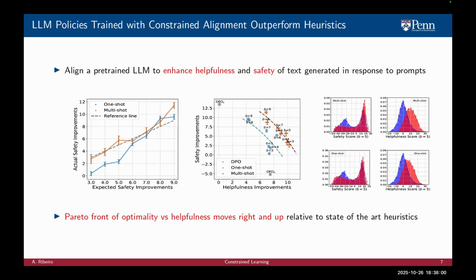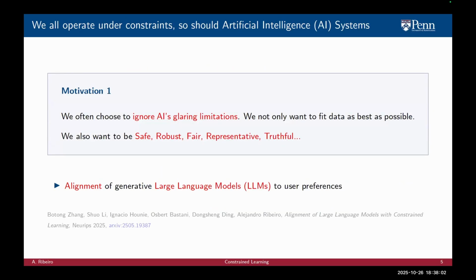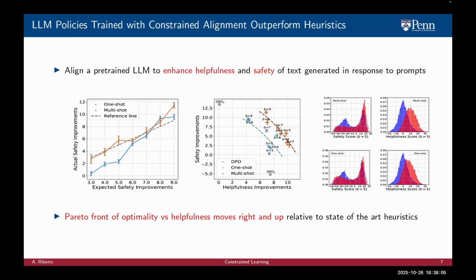Now, that's example number one. It falls under the category of not ignoring limitations of AI, right? I mean, not ignoring the fact that this AI is producing unsafe outputs and actually training or retraining to ensure the safety of the LLM.